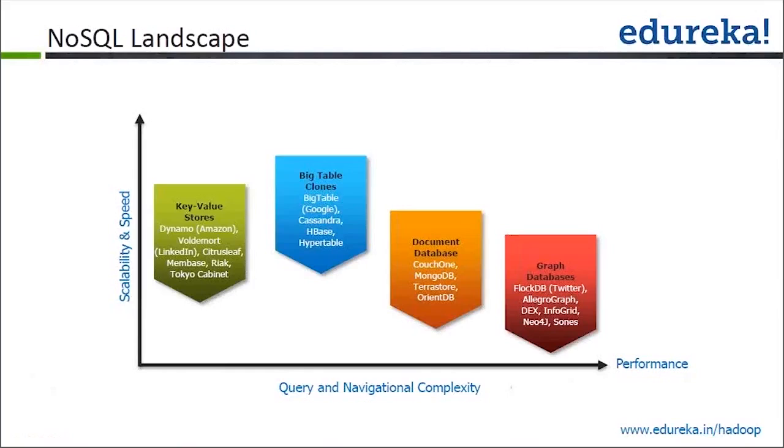Then you have the graph database, where you want to analyze your data in terms of nodes and edges. One example is FlockDB, which is again from Twitter. It basically gives you the opportunity to analyze your data by linking the data together, and then seeing the common patterns across the different nodes and edges.